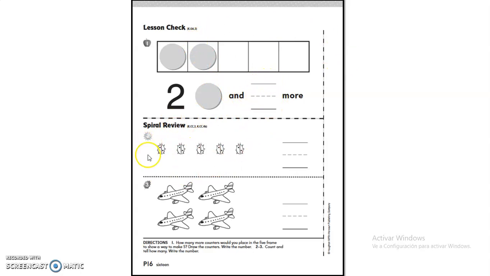And right here, count how many animals you have, how many bats, count how many, and write the number. And count how many airplanes you have right here, and write the numbers. And you're done with your homework.